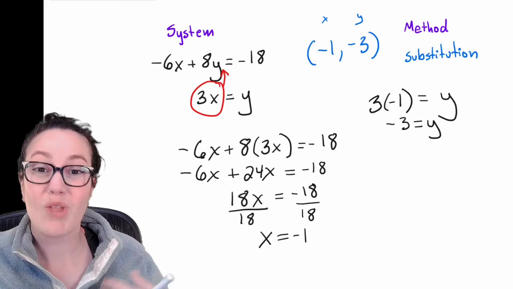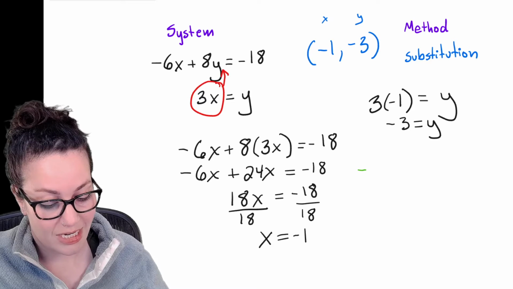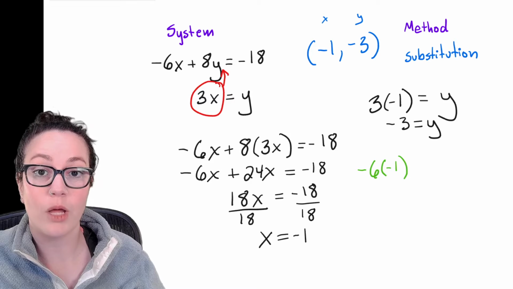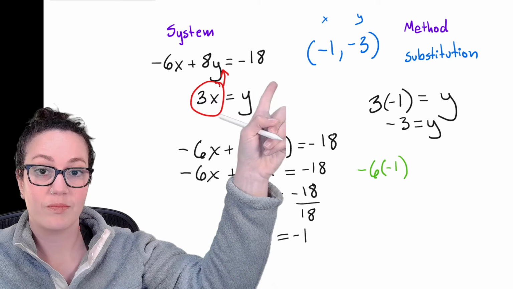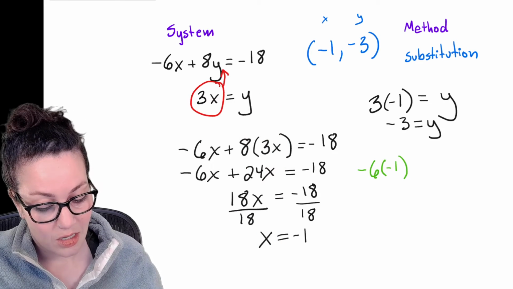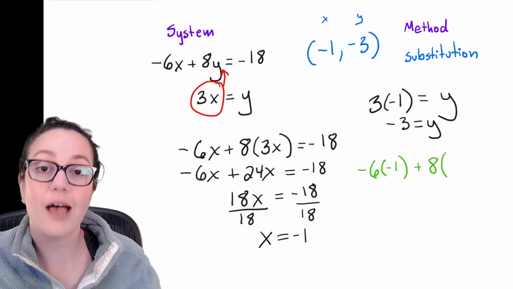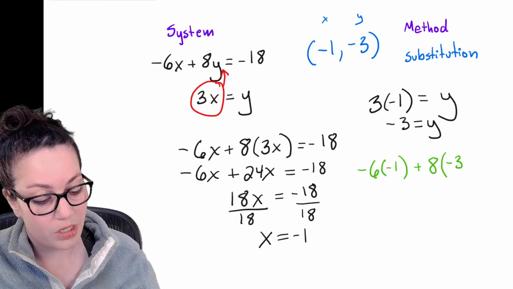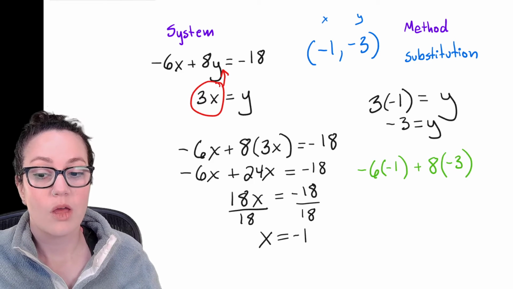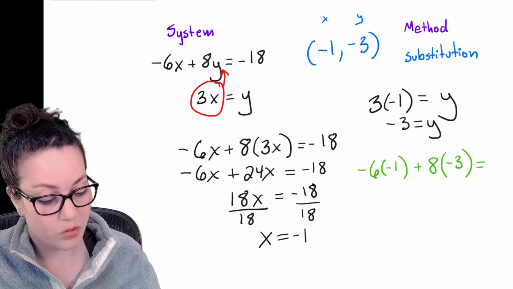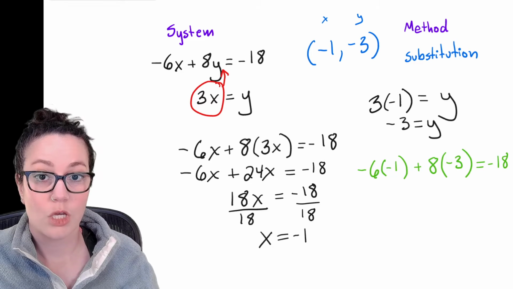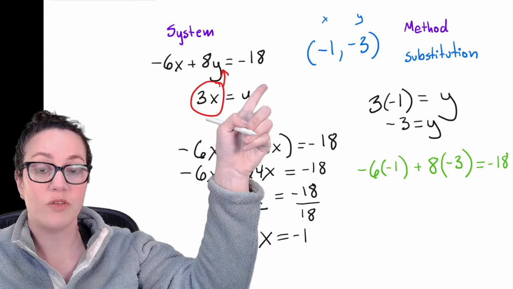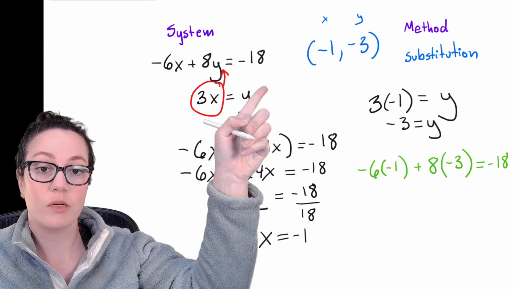So I'm going to do my checking in green. I'll say negative 6 times the x value, which was negative 1. That's our x value, negative 1. Then I'm going to add 8 times our y value, which was negative 3. Finally, that should all be equal to negative 18. So again, I just replaced the x and the y in this equation with the values we found for x and y when we were solving.